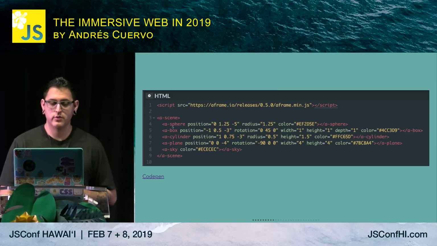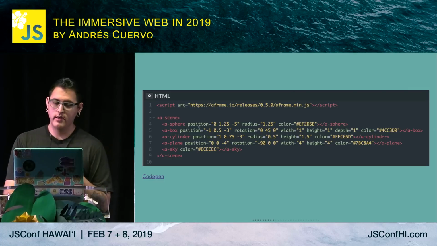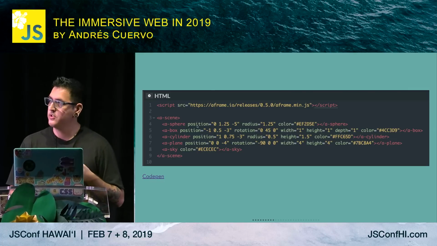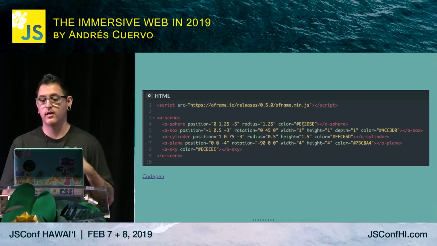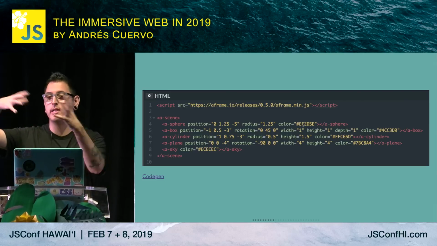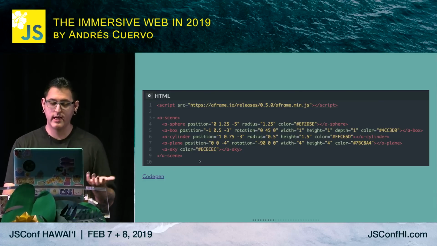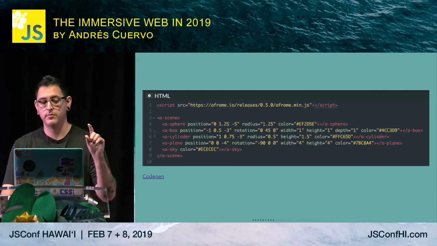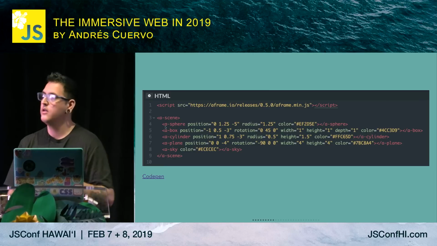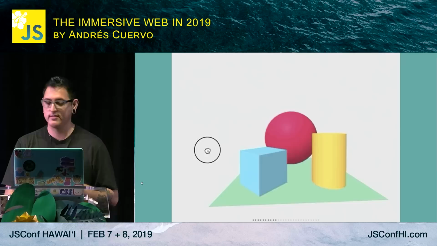And so you can do stuff like a-sphere, and you give it an attribute called position, and it moves it in x, y, z coordinate space. And you can even assign it a color, which changes its 3D material property. And you can do this for a bunch of different assets, and as long as you put them all in between these a-scene tags, you get something that looks like this.